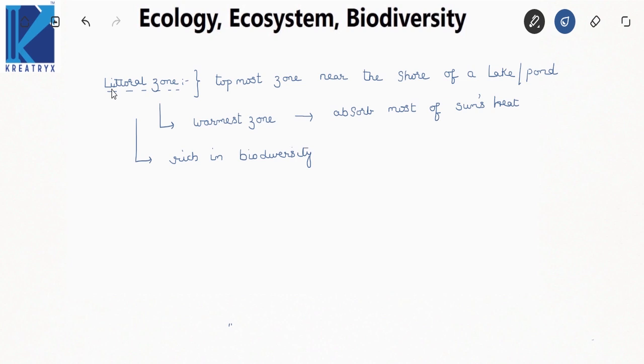Now see here, as I already said, it is rich in biodiversity, so it contains a wide variety of algae, rooted and floating plants, amphibians, insects and fishes.